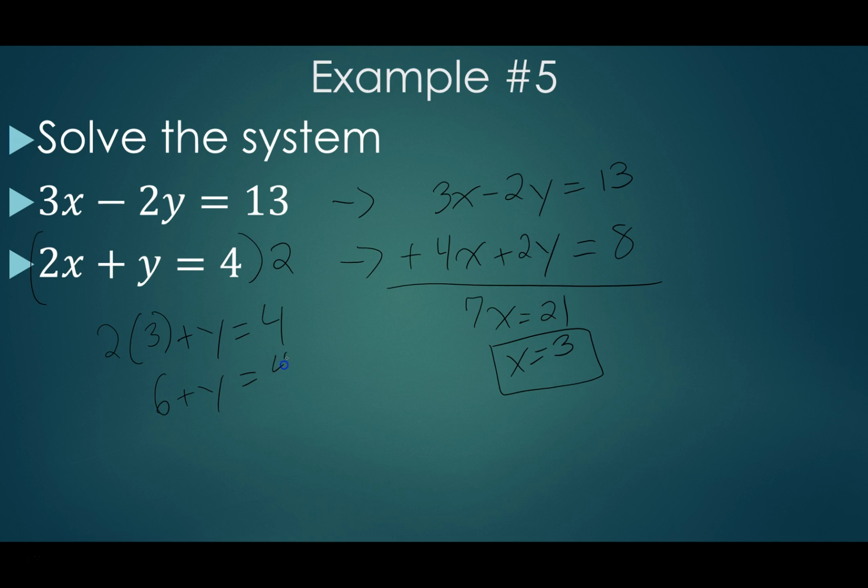Again, it doesn't matter. In either equation, you're going to get negative 2 for y. So you could have plugged it back into the original top equation or into the altered bottom equation. Both will give you negative 2, as long as you don't break math in the process.